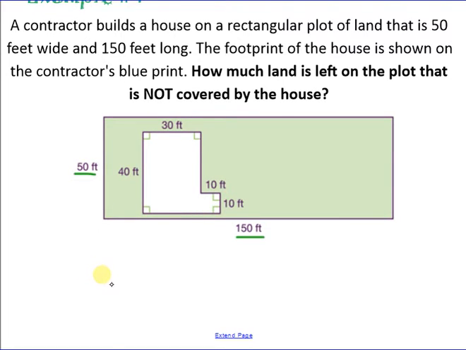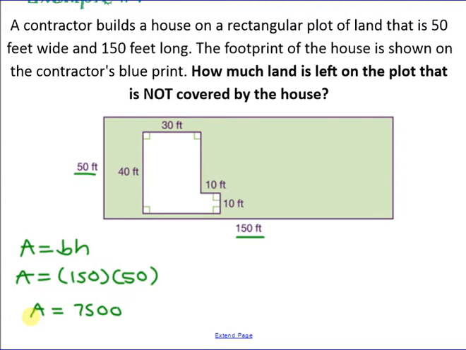To do that, we're first going to find the area of the larger shape. The larger shape is this big rectangle on the outside. So area equals base times height. The base is 150 and the height is 50. So 150 times 50 is 7,500, and that's going to be feet squared. Now I need to find the area of the inside.